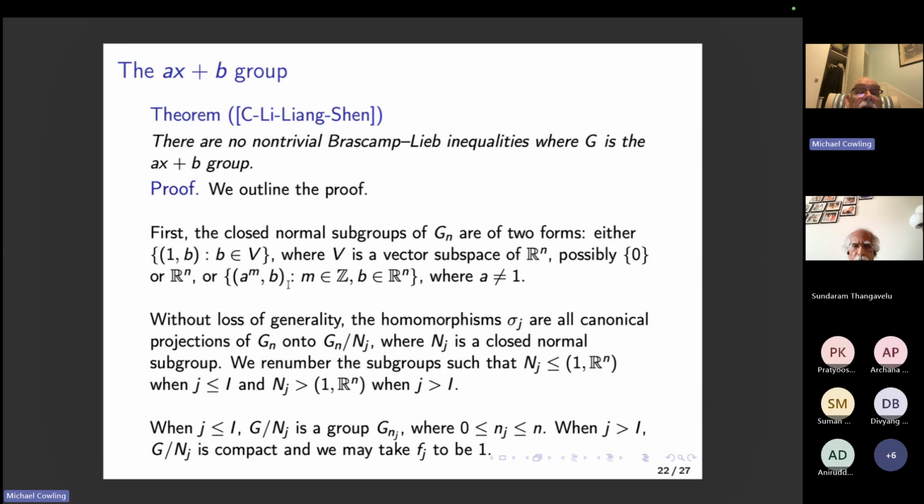So all of the Rn is divided out, and then I'm taking the positive real numbers and dividing out by all the powers of some positive real number that's not equal to 1, and this is a compact group, and that means that I can take Fj to be equal to 1 on this compact group and not worry about it if I want to, and I'll do that for a little while.